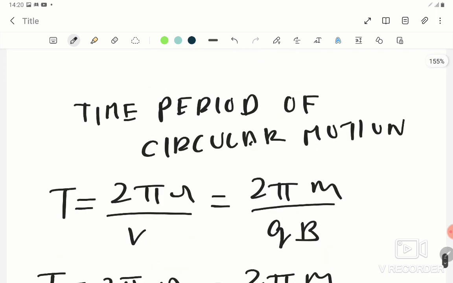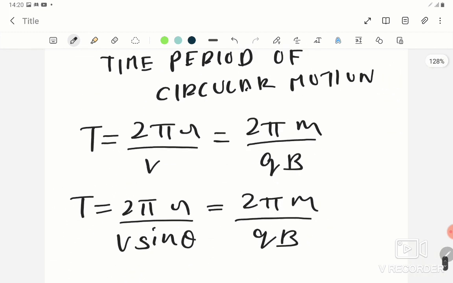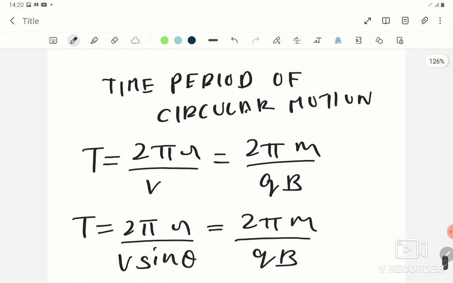So guys, in summary, whenever a charge is having circular motion due to a magnetic field, its time period is given by 2 pi m divided by qB. So with this we have completed this slide. Now let's move ahead to the next slide.